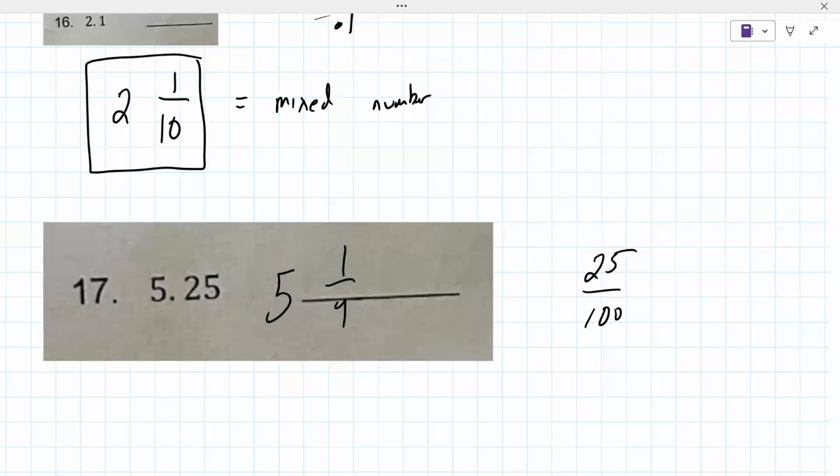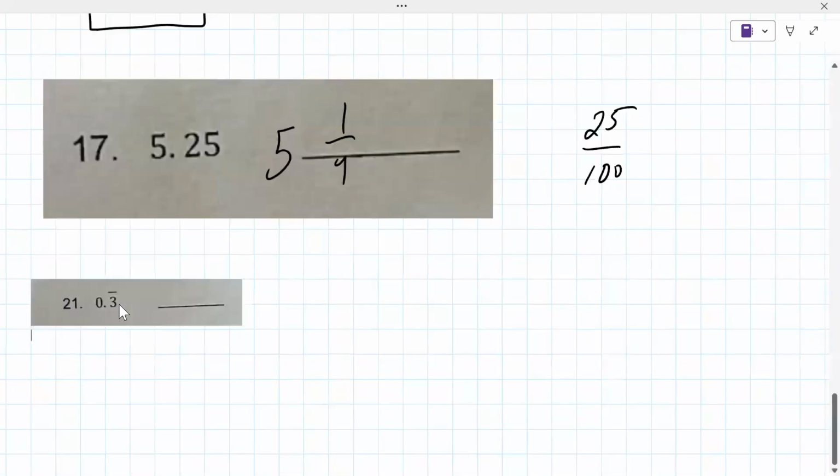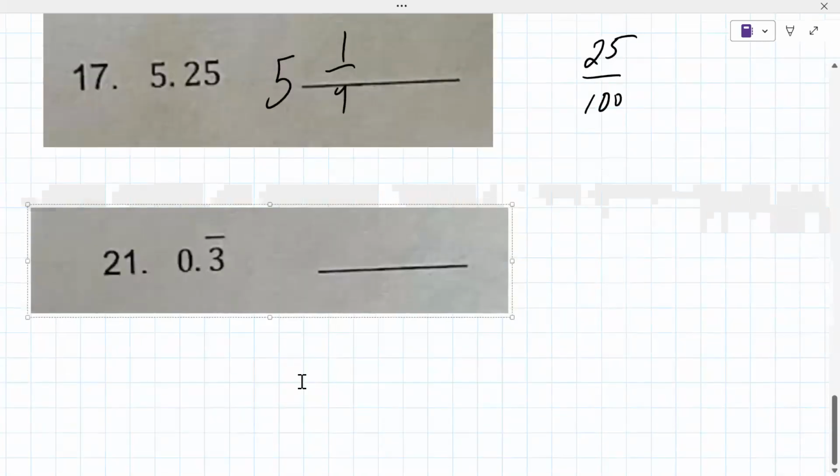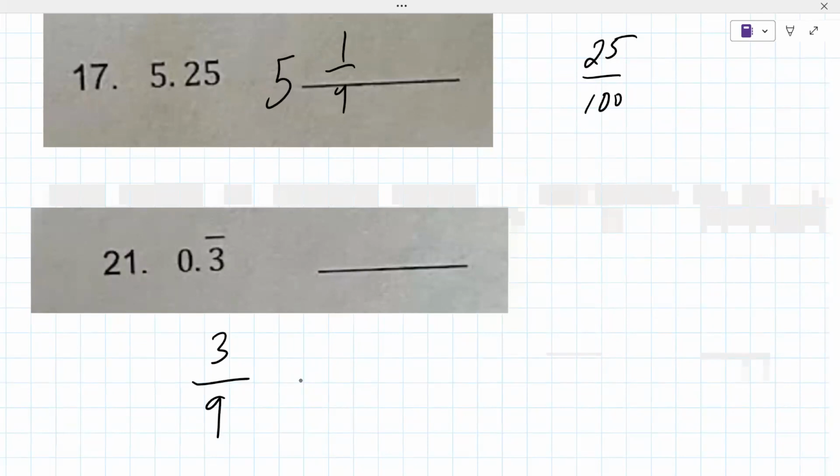Yes. Okay. All right. So for the repeating one, this one's a little bit different. The repeating one is over 9. So it's 3 over 9. Every digit that repeats goes over 9. So then the next one would be negative 7. What does this reduce to? It would become 1/3.